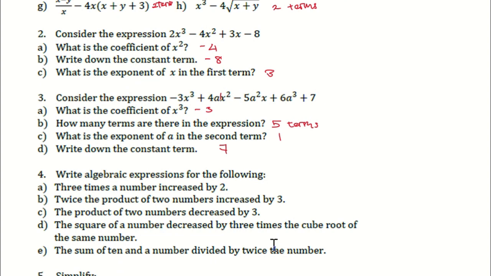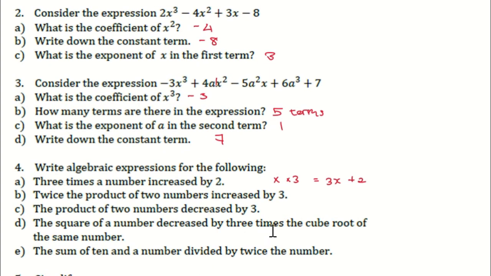Write algebraic expressions for the following. 3 times a number. Do we know what that number is? No. So that means this number, we're going to use the variable x. That number is x, and what is happening to that x? We are going to multiply that x by 3. So that is actually simplified 3x. But what has happened afterwards? We're going to add a 2, so that's 3x plus 2.